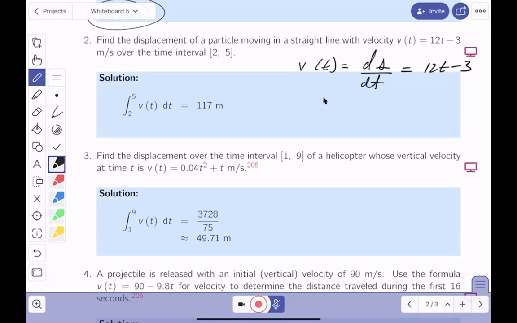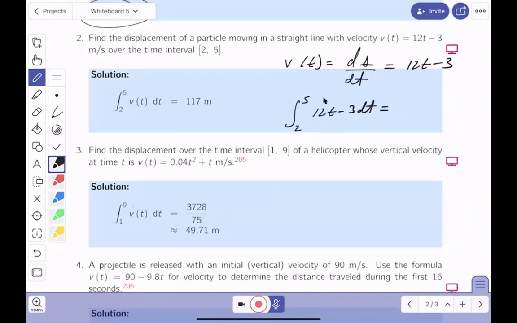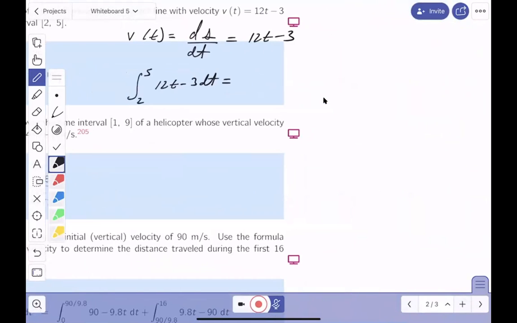And then in between 2 and 5, which will give me displacement, not distance, by the way, 2 to 5. And what's V(t)? The integral of 12t minus 3 dt. Let's do the integration. What do you get over there? Let's see. That would be 12t squared over 2. So 6t squared minus 3t, limits of integration 2 to 5.